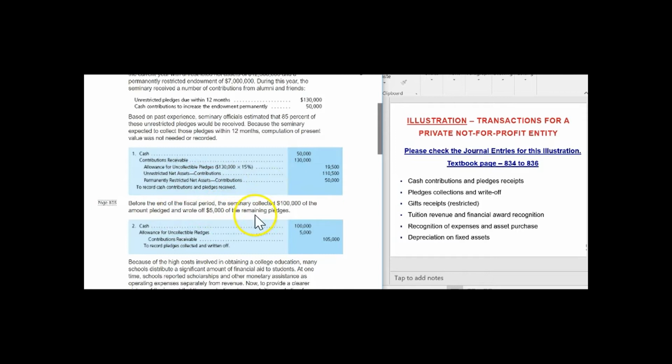Now, before the end of the fiscal year, that college, actually seminary, collected $100,000 of this amount pledged, and they wrote off $5,000.